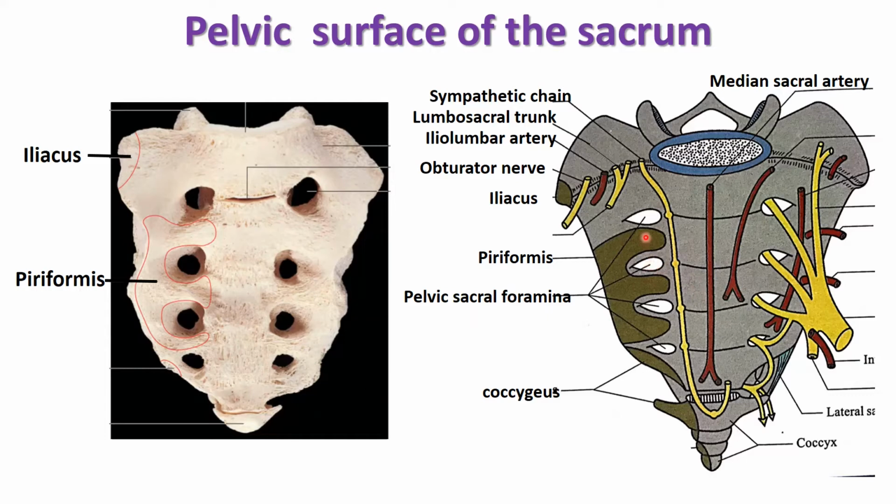These are pelvic sacral foramina. On the medial margin of the pelvic sacral foramina, you can also see the sympathetic chain is related. These pelvic sacral foramina transmit ventral rami of the sacral spinal nerves. Here you can see this is the sacral plexus.